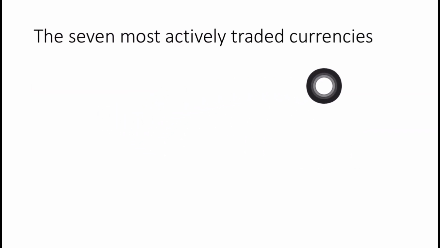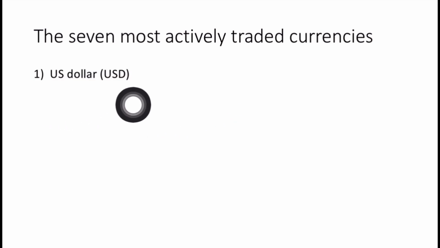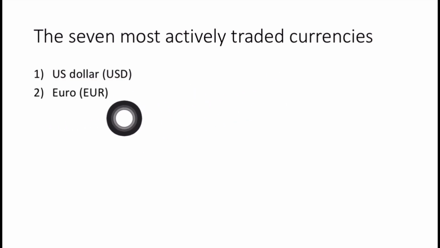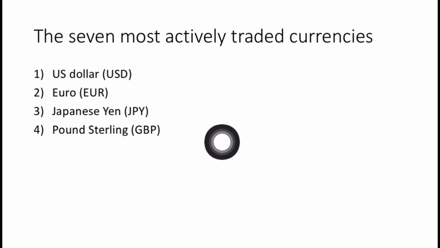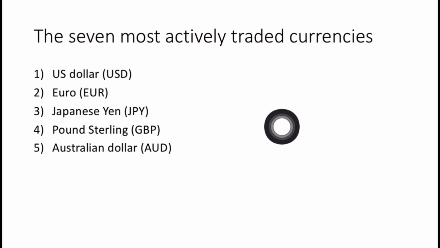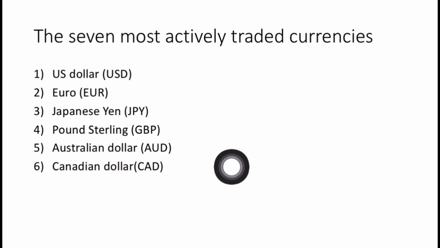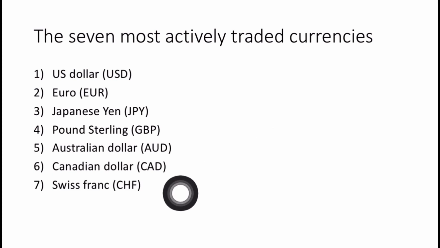The 7 most actively traded currencies. At number 1 we have the US dollar. At number 2 we have the euro. At number 3 we have the Japanese yen. At number 4 we have the British pound. At number 5 we have the Australian dollar. At number 6 we have the Canadian dollar. At number 7 we have the Swiss franc.